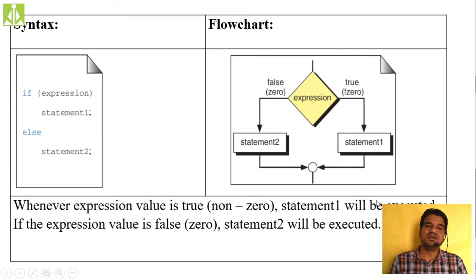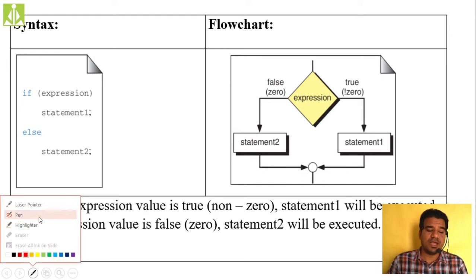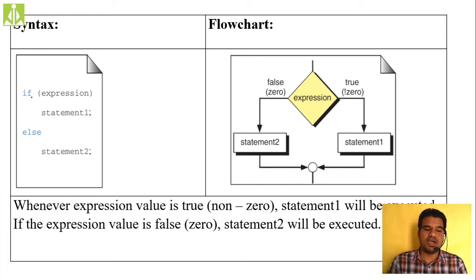Now the syntax: if followed by the expression or condition, then the body of if, which has a statement, and else, where here also we have a statement. Whenever this expression returns true, then the immediate statement will be executed, and the else part will be skipped. And if this condition, this expression, becomes false, then what will happen?